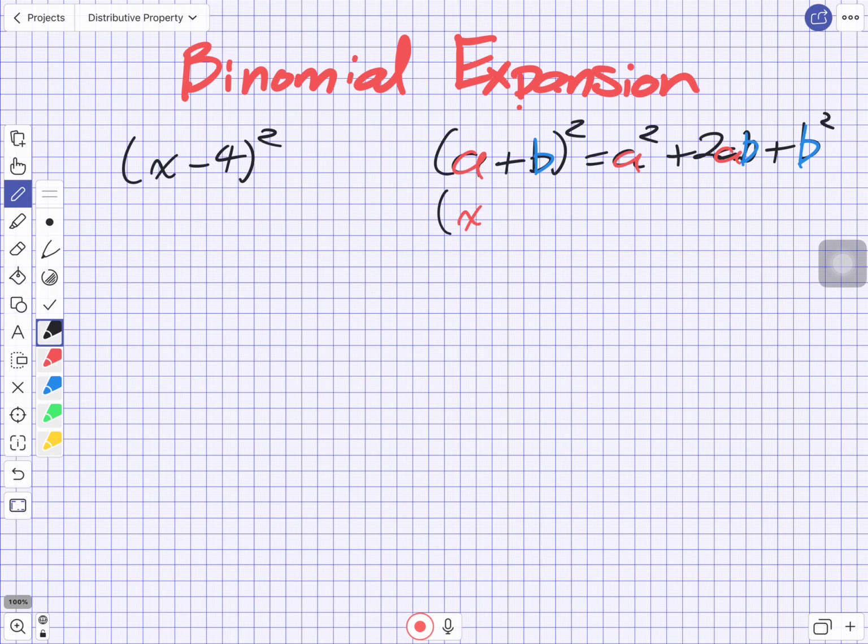I've got x, and our b value is technically -4, okay? So, to put it into a formula very quickly, I'm going to take the x and square it. Then I add 2 times x times, I'm going to put this in brackets, -4. And then the very last term is -4 squared.